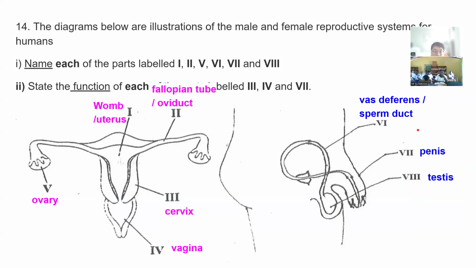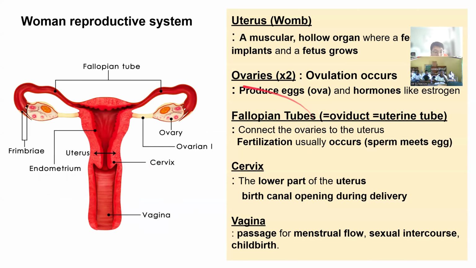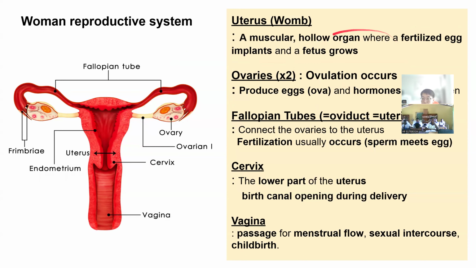And it also asks us to state the functions. So let's get into the details. So details about the female reproductive system. First, we have the uterus or the womb. It's a muscular, hollow organ where fertilized eggs implant and where the fetus grows.